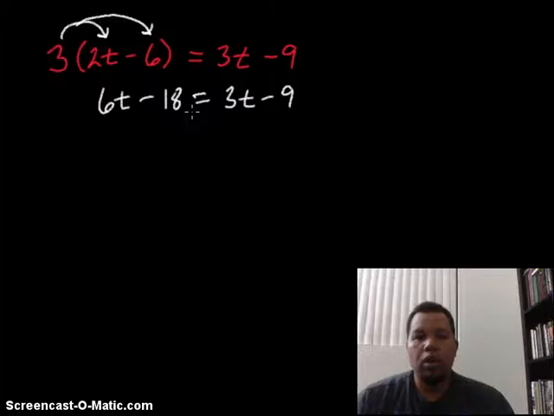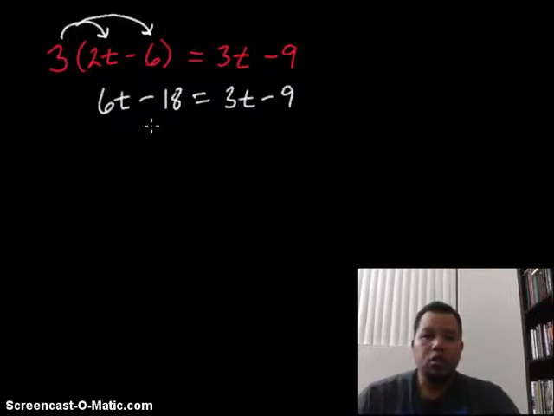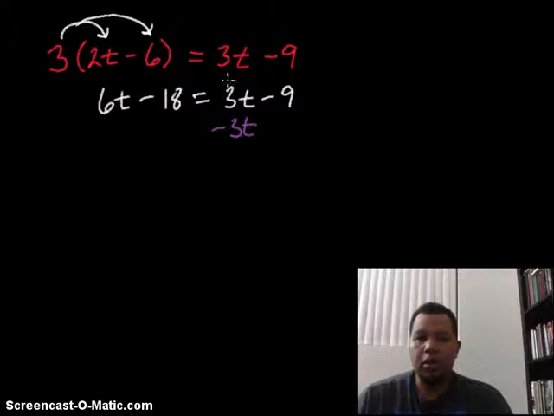So now what I want to do is get all my terms with the t, or with the variable, onto one side. And to do that, I'm going to use a property of equality. The property of equality states that whatever I do to one side, I do to the other. So if I want to cancel this 3t on the right side, I'm going to subtract 3t from it. So this will cancel out. But the property of equality states whatever I do to one side, I have to do to the other side of the equal sign. So I'm also going to subtract 3t from this 6t, since they are like terms.